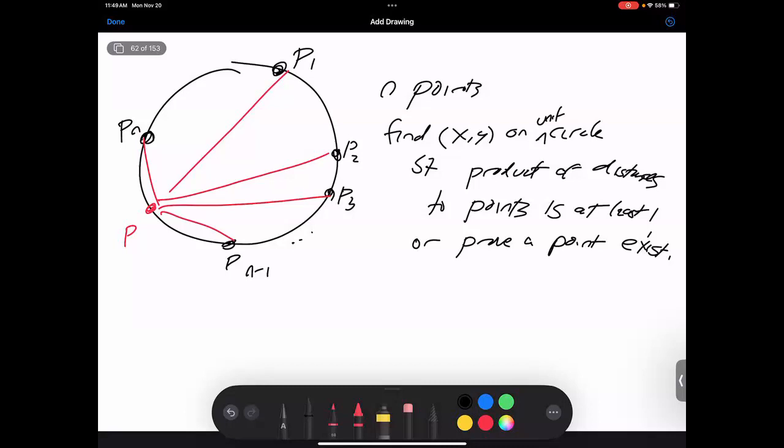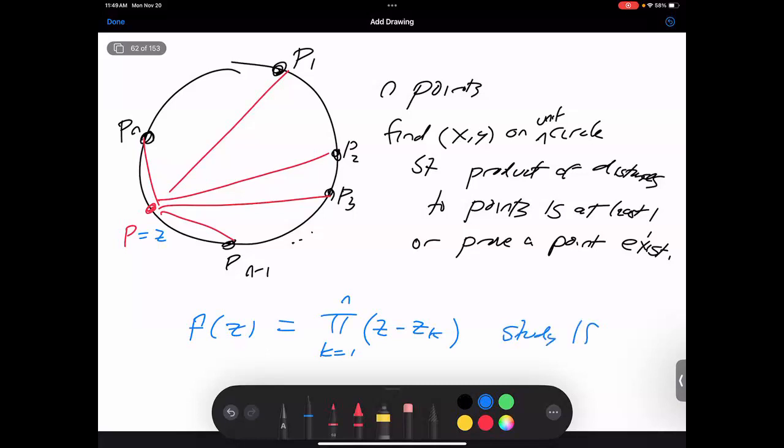This is an analysis class, so we can make the product of the distances a function depending on p. So I'll write my p as z for some point on the unit circle. My function of z will be the product, k goes from 1 to n, of z minus zk. And I want to study the absolute value of f. Do we know the endpoints first, or do we have to pick this p before? You know where the points are, and then you have to choose where p is.